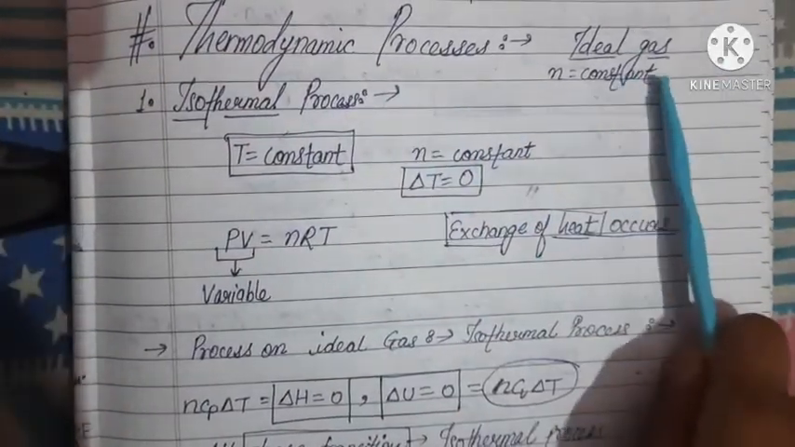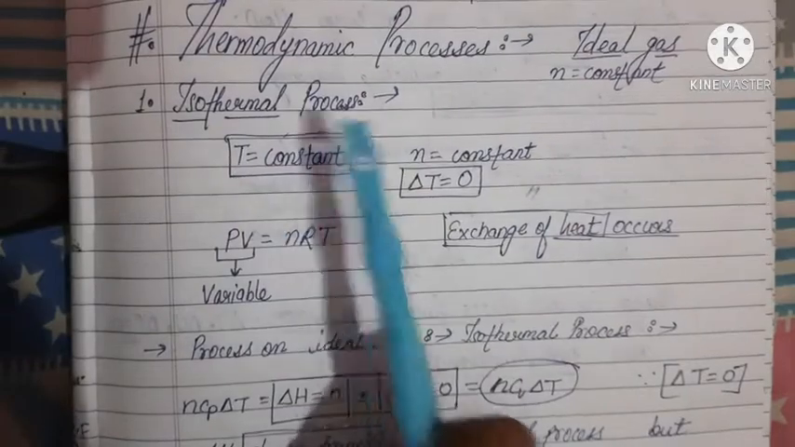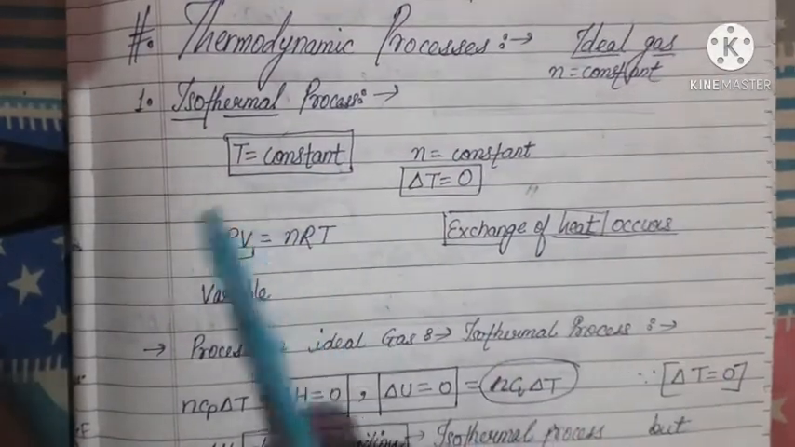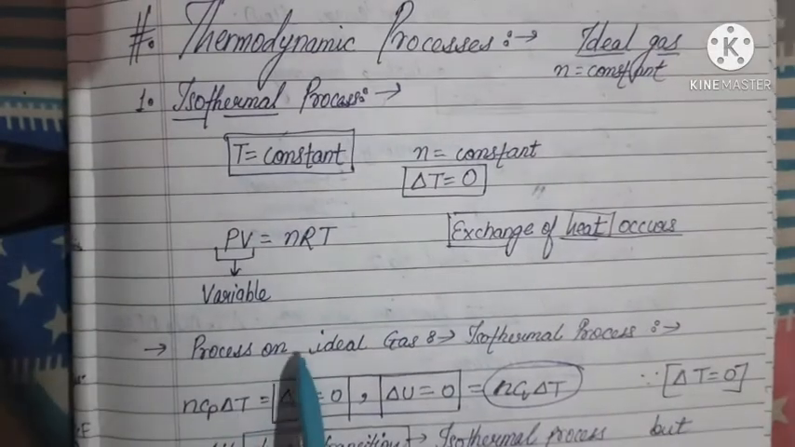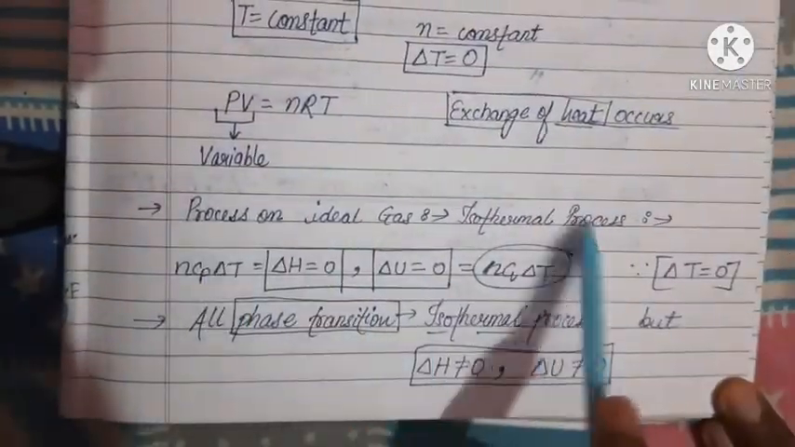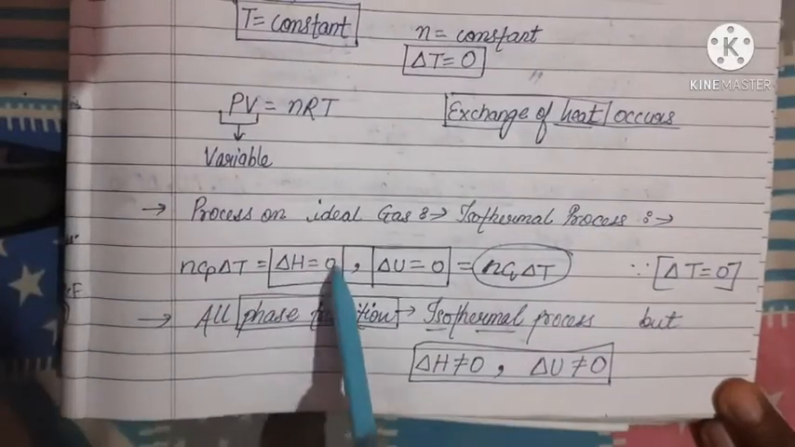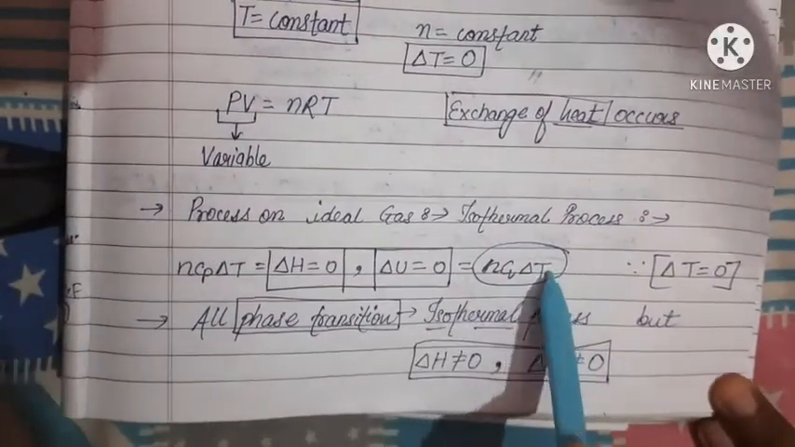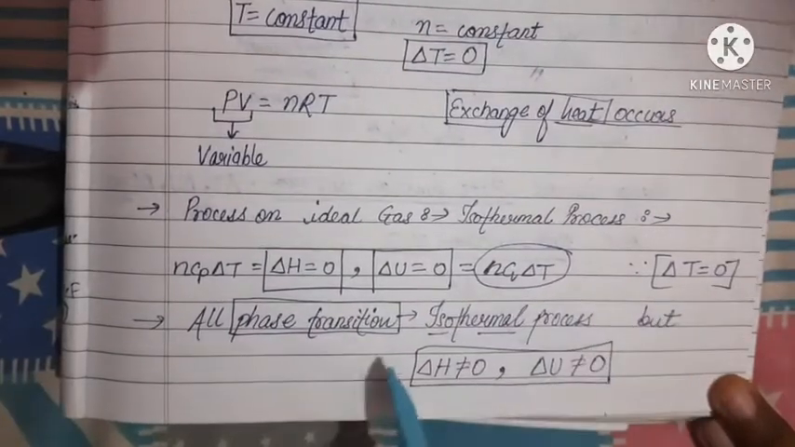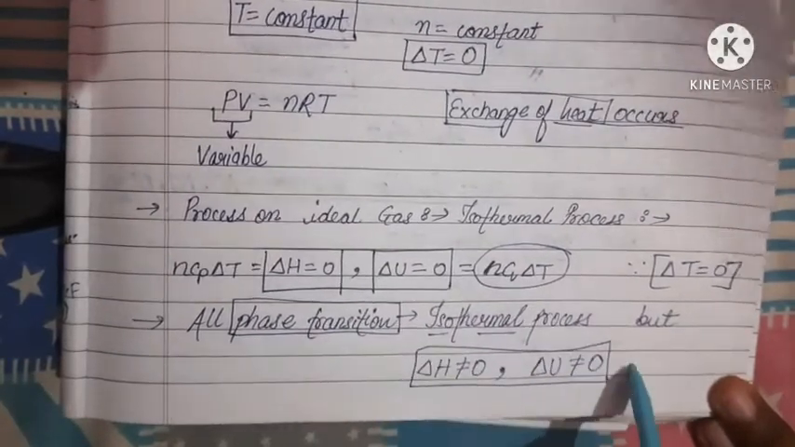Ideal gas, N equal to constants. Isothermal process, temperature constant, N equal to constants, delta T equal to zero. Exchange of heat occurs, PV equal to NRT, PV variable. Process on ideal gas, isothermal process: delta H equal to NCP delta T, delta U equal to NCV delta T. Delta T equal to zero, so delta H equal to zero, delta U equal to zero. All phase transitions are isothermal process, but delta H not equal to zero and delta U not equal to zero.